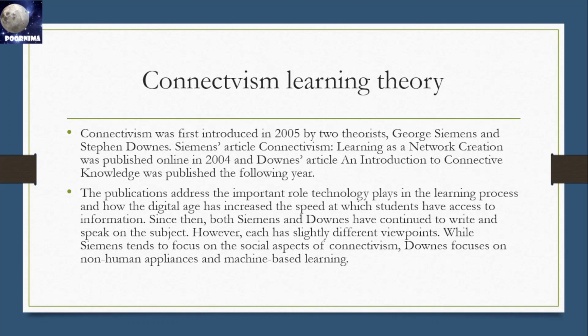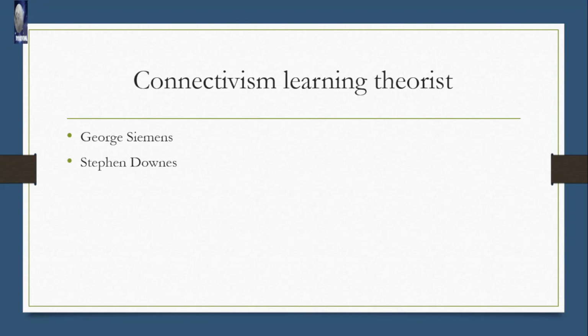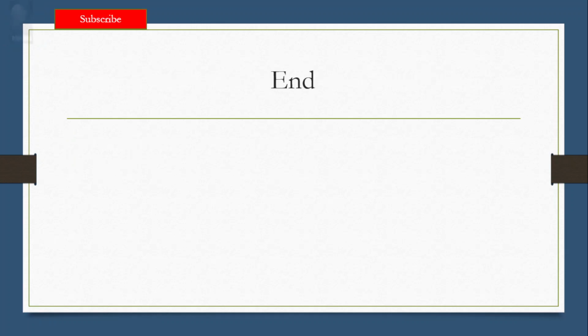Since then, both Siemens and Downes have continued to write and speak on the subject. However, each has slightly different viewpoints. While Siemens tends to focus on the social aspects of connectivism, Downes focuses on non-human appliances and machine-based learning. Connectivism learning theorists George Siemens and Stephen Downes.